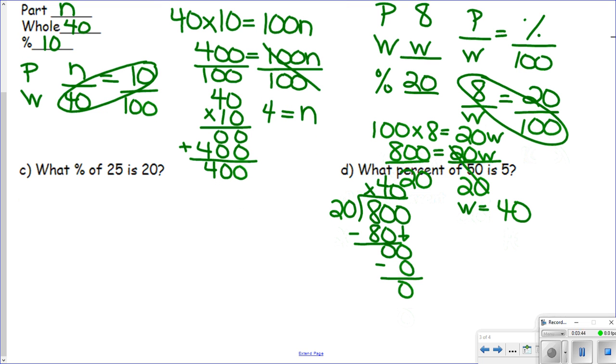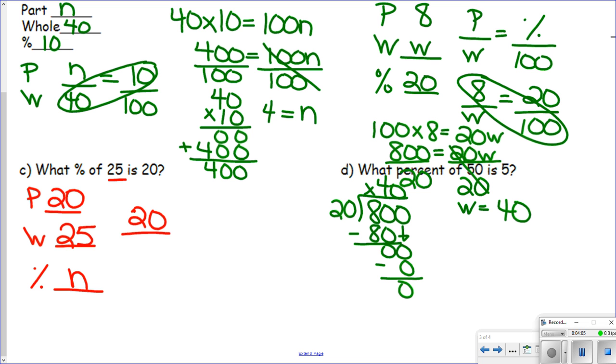Next question. What percent of 25 is 20? I do not know the percent, so that is what I'm looking for. The 25 is my whole, and the 20 is my part. So 20 over 25 equals n over 100.